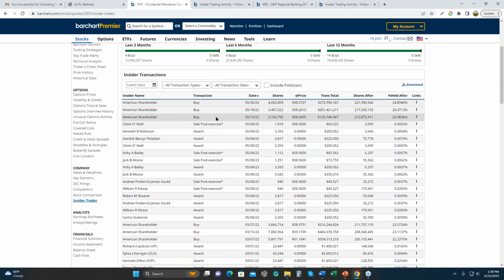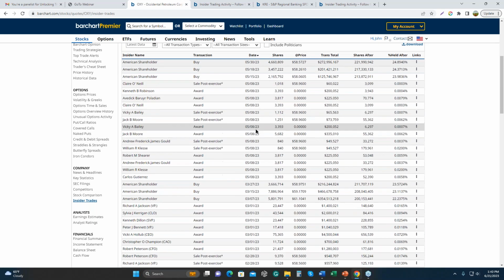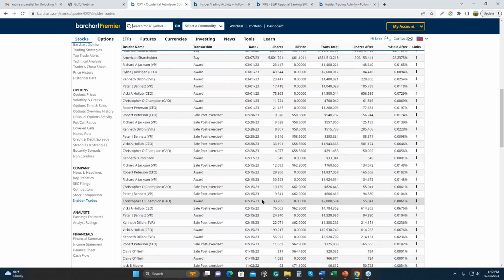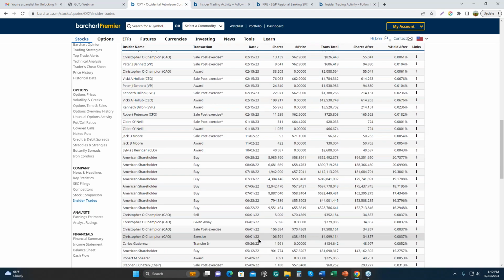And if you're not familiar with this story, this American shareholder is Warren Buffett. And I'm sure a lot of you might be aware of this, that Warren Buffett has been accumulating a large position in Occidental. And you can see that in the month of May, he bought a significant portion of shares. It looks like about 10 million shares. But he has been adding to his size throughout the year, and even going way back to June and July of last year.